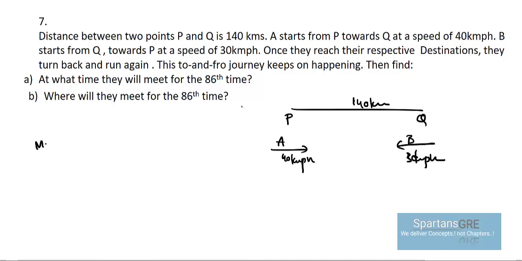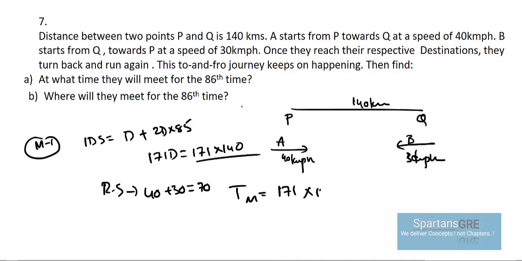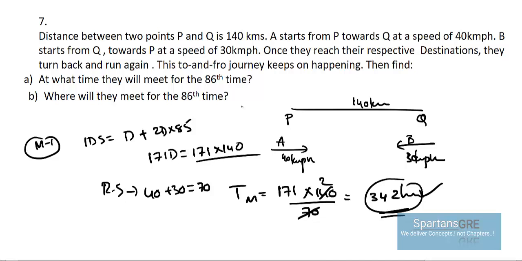In method 1, the 86th time means the initial distance will be D plus 2D into 85, so this will be 171D. That means 171 into the distance, which is 140. This is the initial distance. The relative speed will be 40 plus 30, that is 70. So their meeting time TM will be 171 into 140 by 70, which is 2 times 171, 342 hours. That means after 342 hours, they will be meeting for the 86th time.